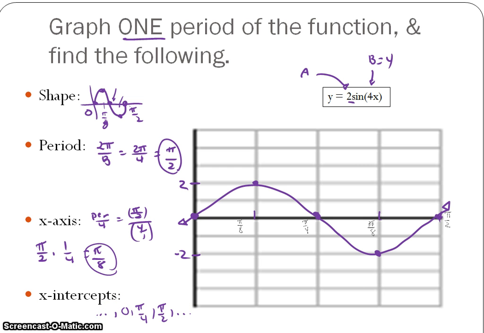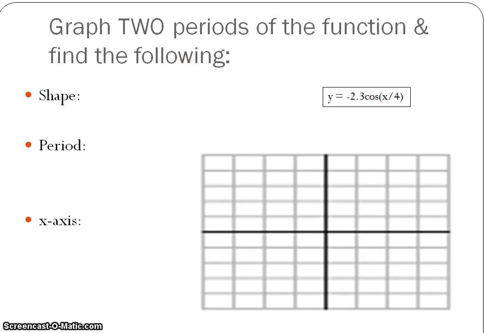Okay, we got another problem. So here we're asked to graph 2 periods of the function. So here we have our a value, so our amplitude is 2.3. That's its distance from the origin. We have x over 4, which is the same thing as 1/4 x. So this 1/4 is my b value.